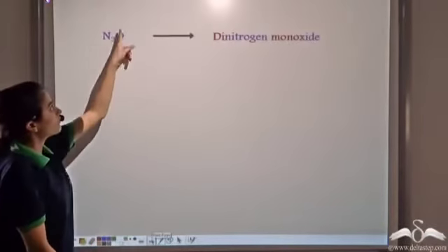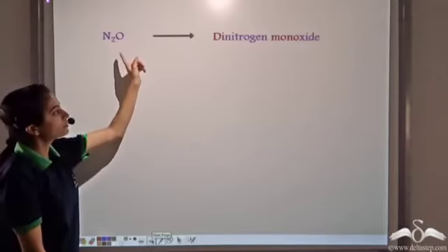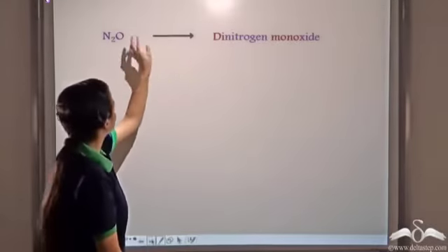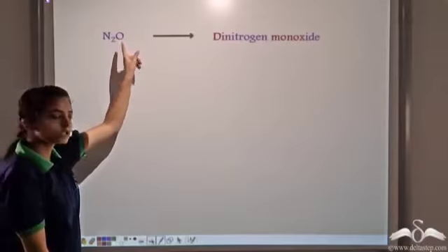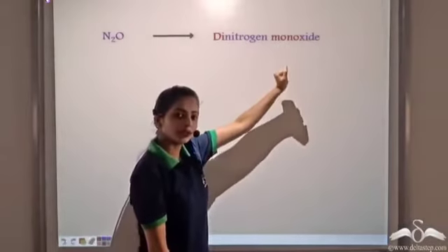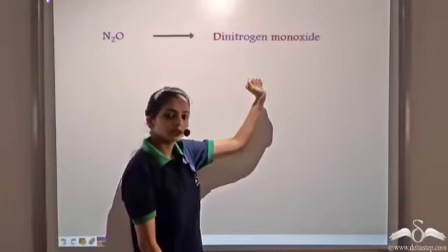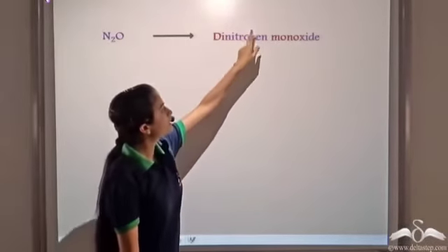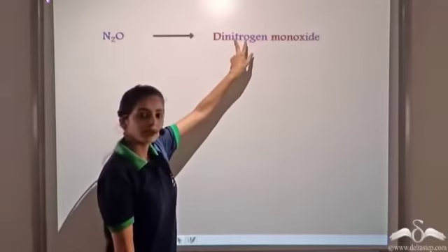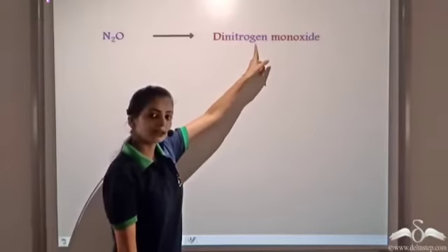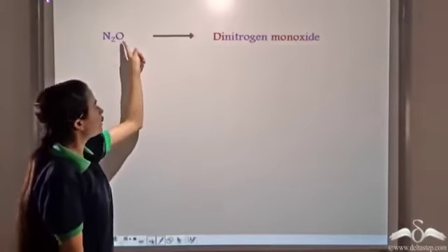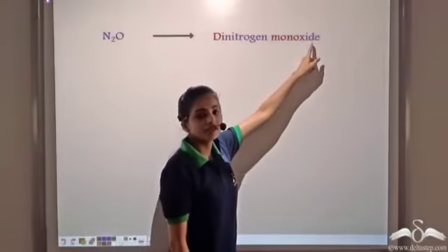We have N2O. N is also a non-metal. Oxygen is also a non-metal. So when we name it, dinitrogen. This means there are two atoms of nitrogen and one atom of oxygen. So it's monooxide. What do you observe here? You observe that the first element, that is the first non-metal in this case, is named as it is, and the second non-metal has the suffix "ide" added to it.